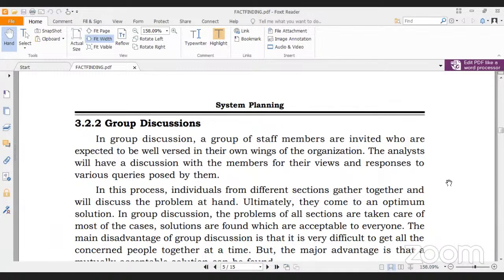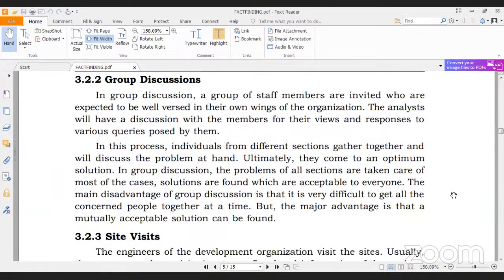So in this process, the individuals from different sections gather together and discuss the problem at hand. Ultimately, they come to an optimum solution. In group discussion, GD, the problems of all sections are taken care of. In most cases, the solutions found are acceptable to everyone. The main disadvantage is that it is very difficult to get all the concerned people together at the time.